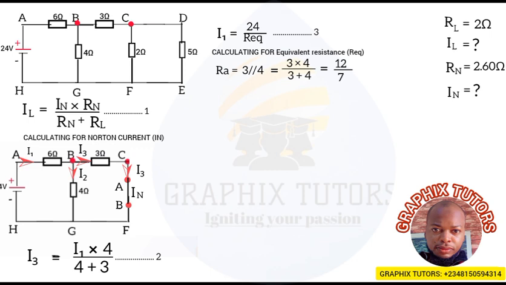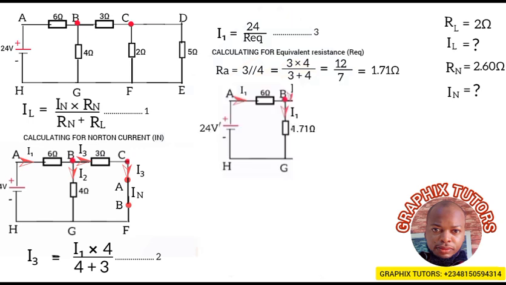So my RA will now be equal to 1.71 ohms. Are we together now? So if I bring them together, they are now one. This is now what we have here. This is how it will now look. Is that okay? Now, what do you notice?